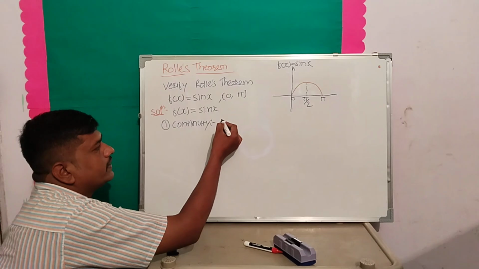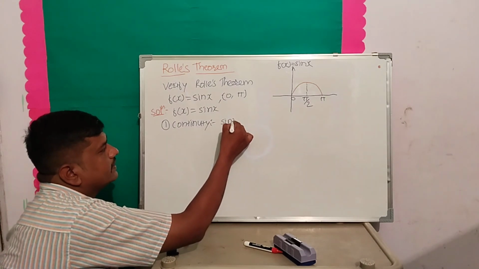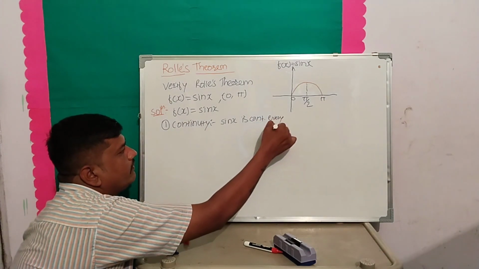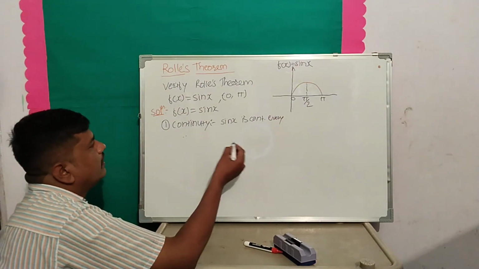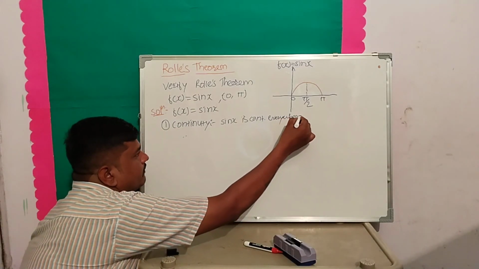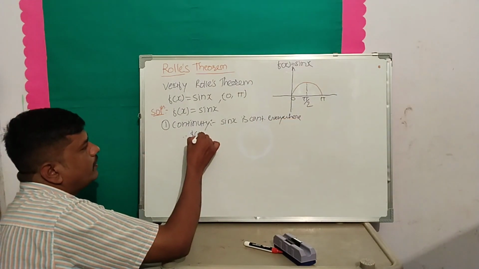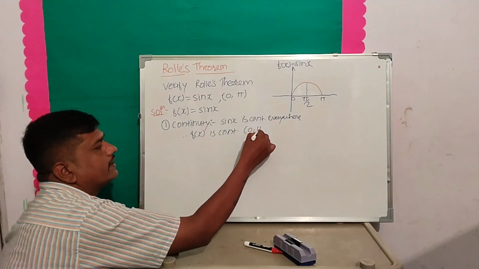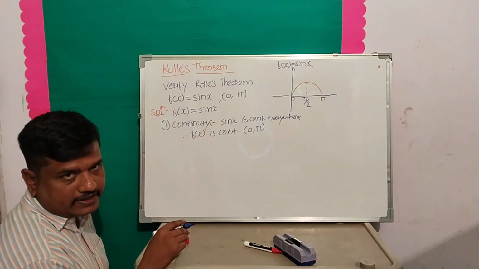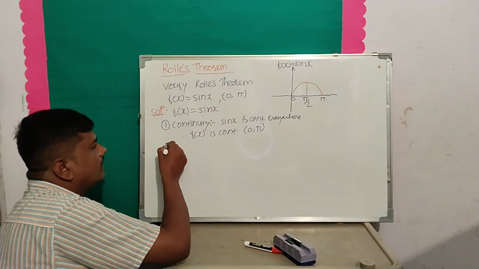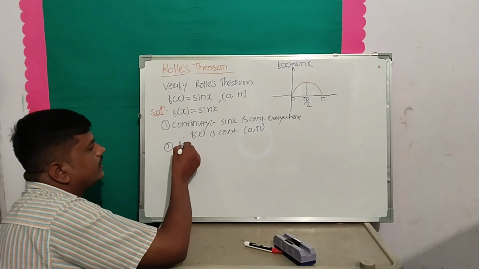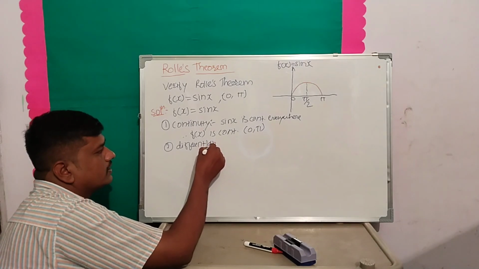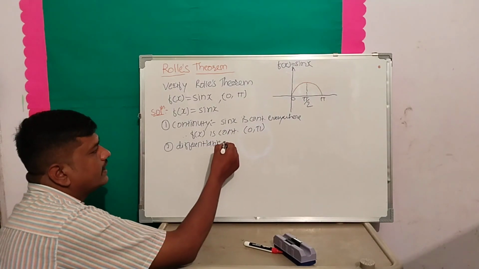Reason we can write: sine x is continuous everywhere. Therefore sin x, or what we can say f of x, is a continuous function within 0 comma pi. That way we can write the first condition. Then the second condition is to check the differentiability, whether the differentiation is possible and the differentiation has a valid answer, that we can check here.